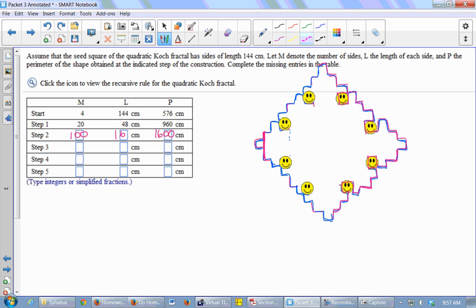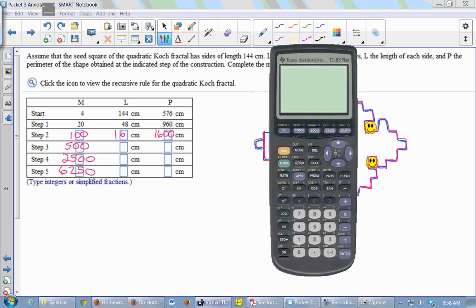Okay, good. Yeah, the key was that you had to draw this well, right? You had to take the time to draw it. All right, so now hopefully we can see patterns. We say, oh, this looks like I'm multiplying by 5. So this is going to be 500. 500 times 5 is 2500. 2500 times 5 is 12,500. Let's just double check.